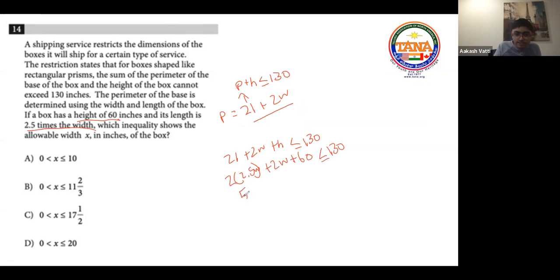And now you have 5W here, because 2.5 times 2 is 5, plus 2W plus 60 is less than or equal to 130. You have 7W, then you subtract 60 on both sides, is less than or equal to 70, and you have W is less than or equal to 10. Now you also know that measurements can't be equal to 0 or negative, so W has to be greater than 0. And therefore with that, you can get 0 is less than W is less than or equal to 10.